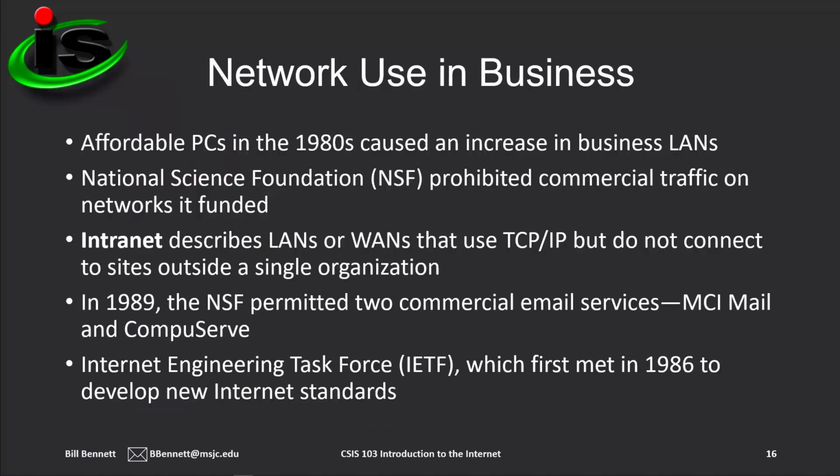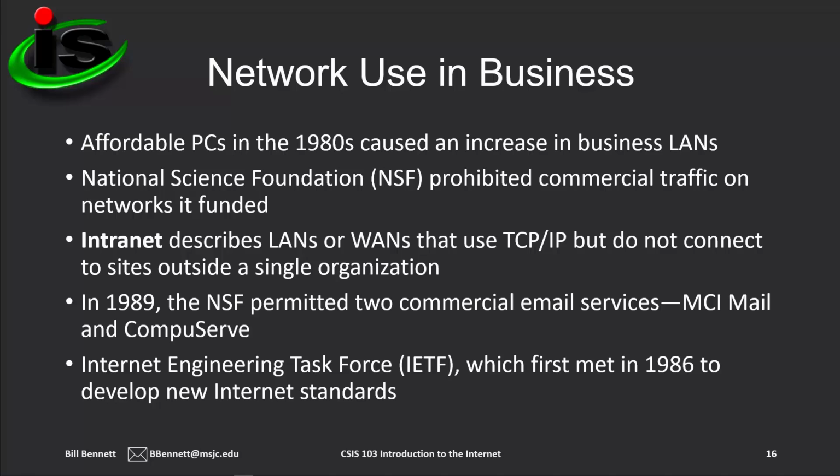As PCs became more powerful, affordable, and readily available during the 1980s, companies increasingly used them to construct LANs. Although these LANs included email software that employees could use to send messages to each other, businesses wanted their employees to be able to communicate with people outside their corporate LANs. The National Science Foundation, NSF, prohibited commercial network traffic on the networks it funded. So businesses turned to commercial email services. Larger firms built their own TCP/IP-based WANs, wide area networks, that used leased telephone lines to connect field offices to corporate headquarters.